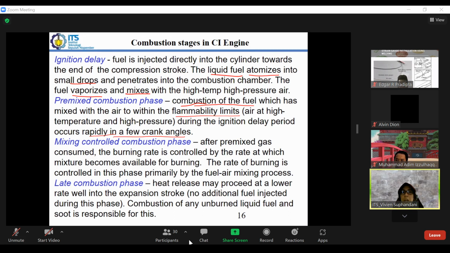So what happens here? We have a combustion phase for the fuel that has been mixed with the high pressure air which occurs in the ignition delay. And afterwards, we will have the third phase, which is after the peak pressure. We have here after the premix gas is consumed, so it's already burned, so that now the burning rate is controlled by the rate at which the mixture becomes available for burning. So the rate of burning is controlled in this phase primarily by the fuel air mixing process.